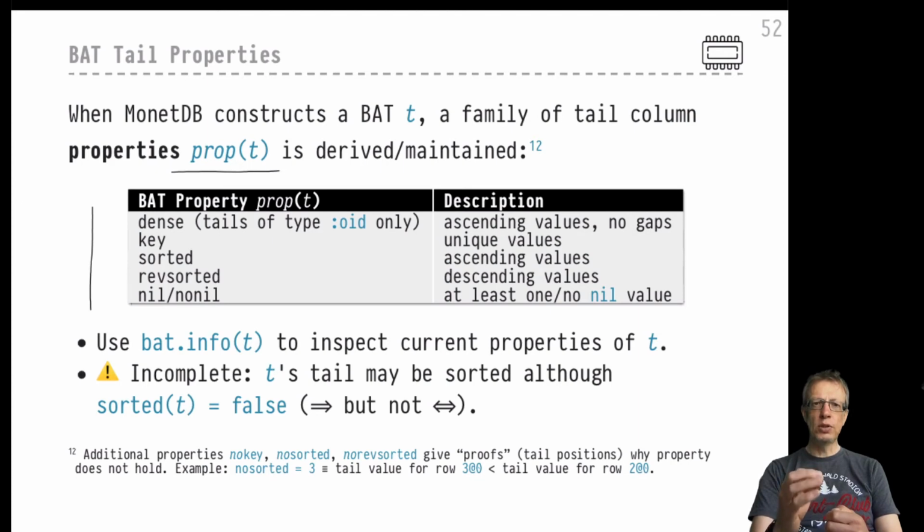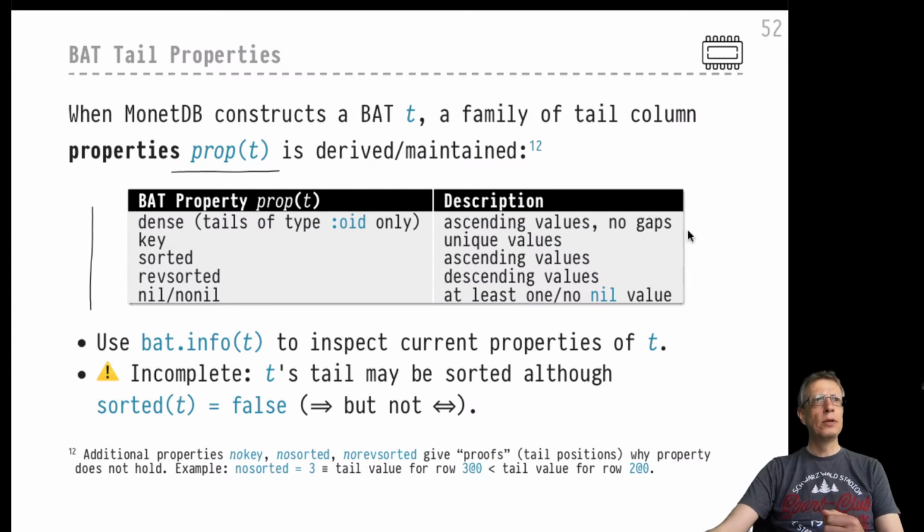Such a column is called a dense column, no gaps. So we could not jump from OID 2 to OID 4, which would still be ascending and sorted, but there would be a gap now. Nothing like that in a dense column. Ascending values, no gaps. We don't have to start with the OID 0. We could start with 39, for example, but then the next value would be 40, 41, 42, and so on. That would be a dense tail column.